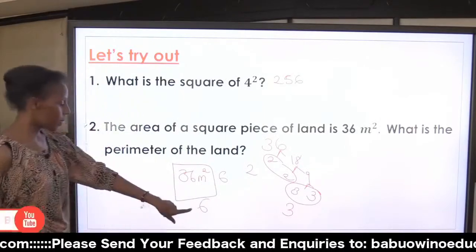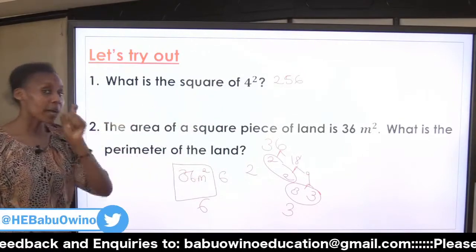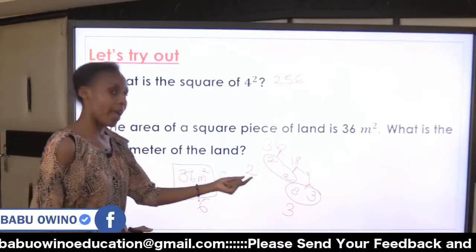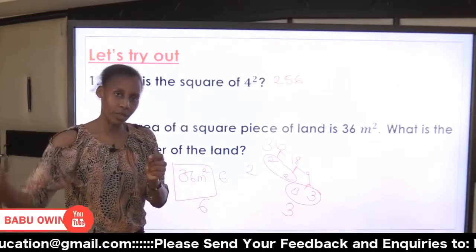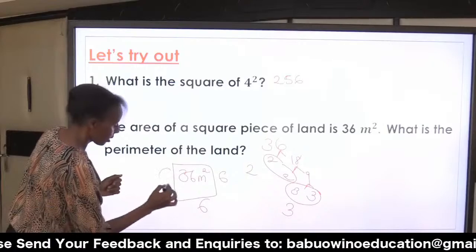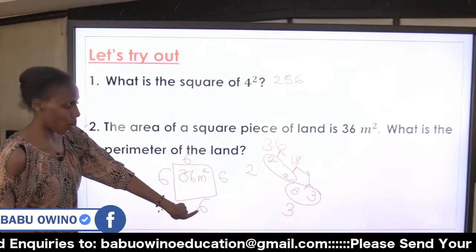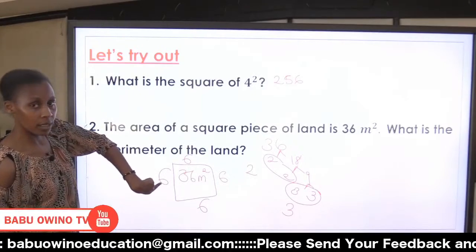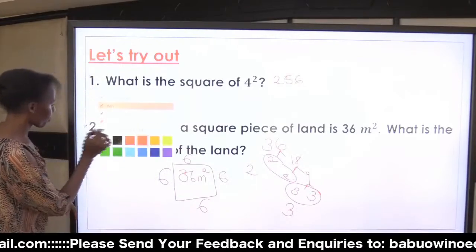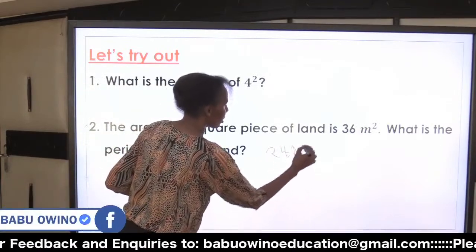It means I had multiplied 6 times 6 to get the area. But now the question is, what is the perimeter of the land? Perimeter means the distance around that piece of land. So I already have one side, and because it's a square, this will be 6 and this also will be 6. So 6 plus 6 is 12, plus another 6, you get 18, plus another 6, you get 24. So we can say the perimeter of that land is 24 meters.